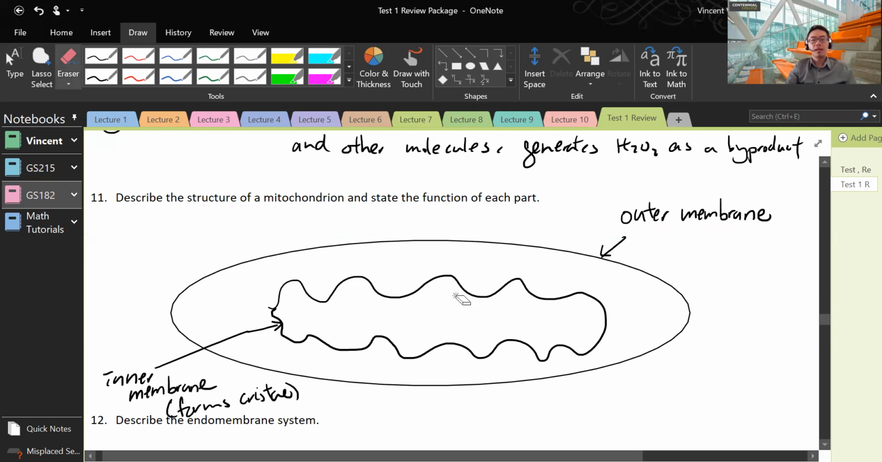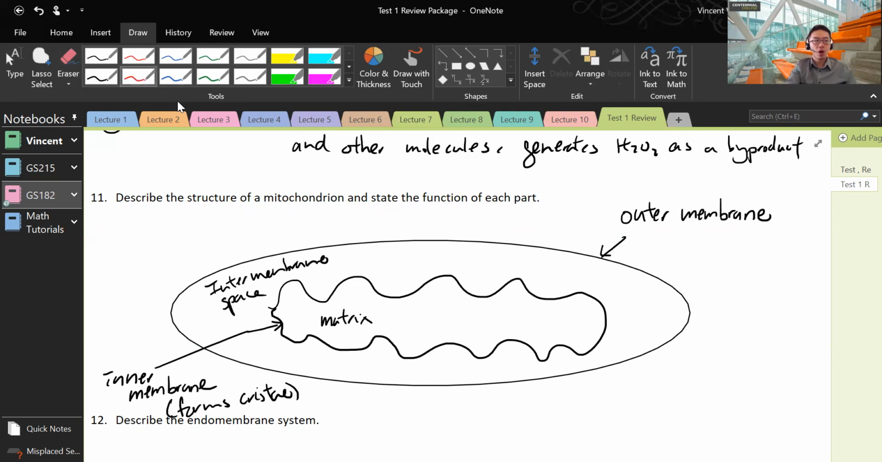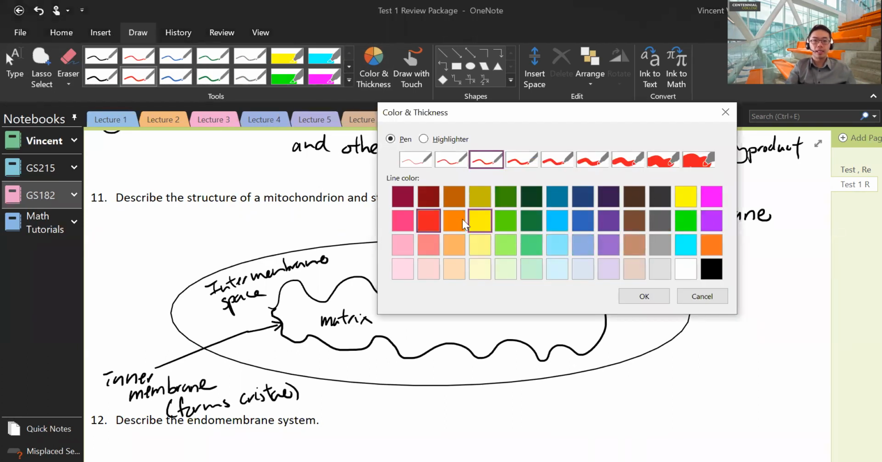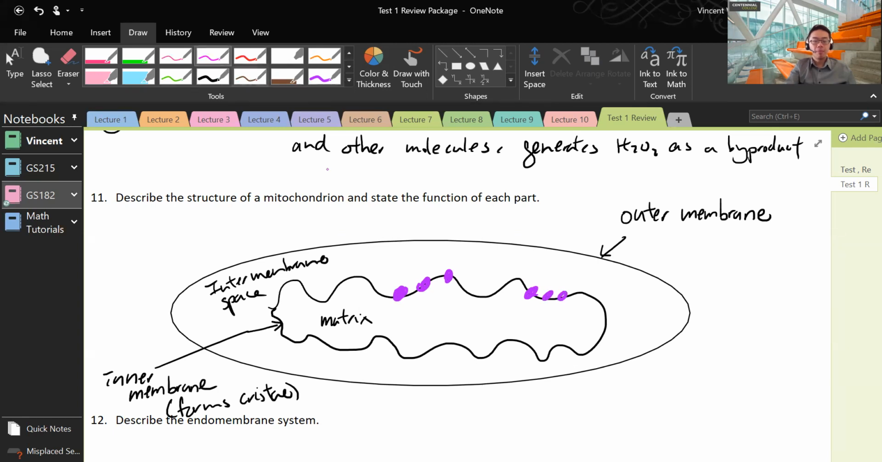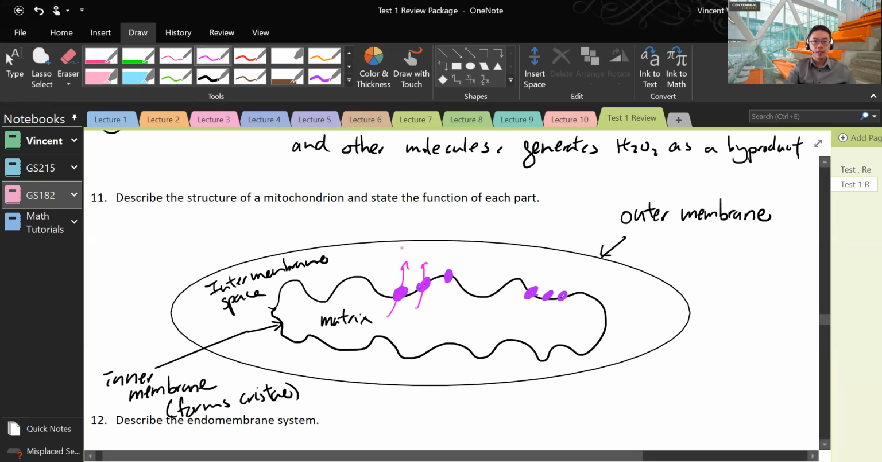Well, the outer membrane and the inner membrane basically creates a separation of the matrix from the intermembrane space, right? Now, this separation is important because, as you know, in electron transport chain, all these membrane proteins, right? They will be pumping hydrogen into the intermembrane space. Okay, so by having a double membrane system, you allow the hydrogen concentration to build up here.